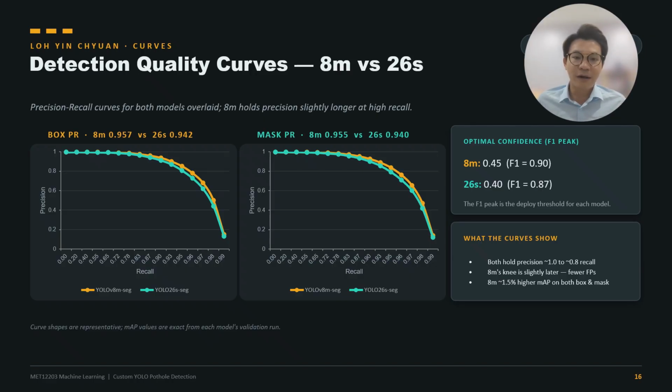Both models achieve very similar results. Besides that, both models hold precision near 1.0 until about 0.8 recall. So on this validation set, both models are strong and the curves almost sit on top of each other. The F1 peaks give us our deployment confidence threshold, which is about 0.45 for the YOLO V8M and 0.4 for the YOLO 26S. The takeaway is that the two models are nearly identical on this offline curve, and the real separation only appears on the deployment video.